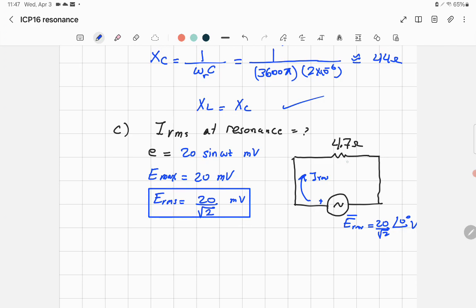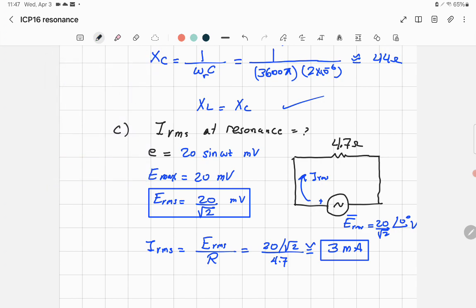And since you have only resistance here at resonance, to find the current just use Ohm's law. It will be equal to the voltage divided by the resistance. In this case, you will have 20 divided by root 2 and divided by the resistance, which equals 4.7. Remember that it was in millivolt, so we're getting milliamp. Doing that, you will get 3 milliamp. So that's the current, the root mean square value at resonance. Great. So that was simple.